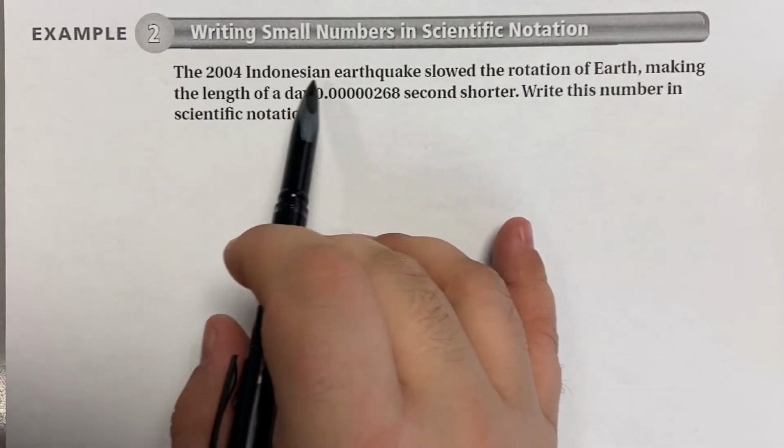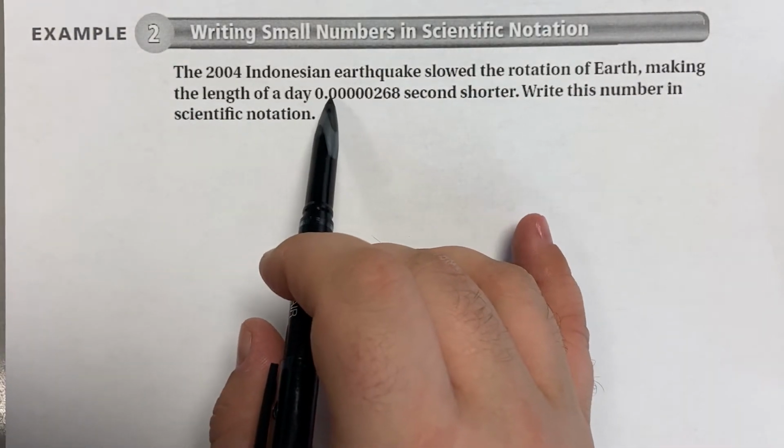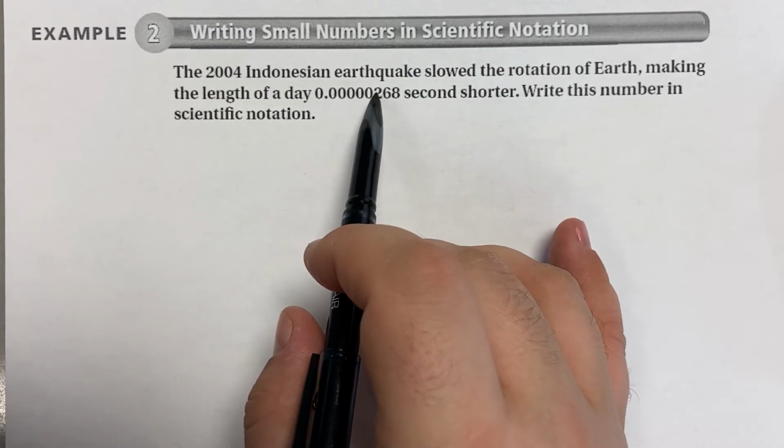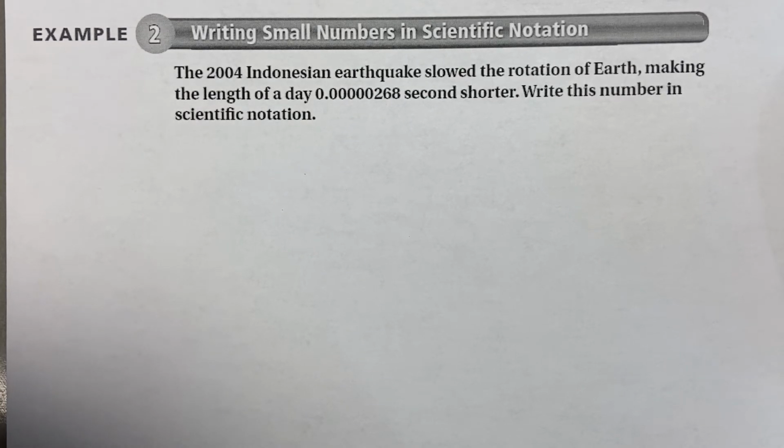The 2004 Indonesian earthquake slowed the rotation of the Earth, making the length of a day 0.000000268 seconds shorter. Write this number in scientific notation. Now, if I remember correctly, this is a true statement. The natural events on the Earth, things like earthquakes and volcanoes, actually affect how fast the Earth is revolving, and that determines how long or how short our days are. So this is a great example of how small a number can be.